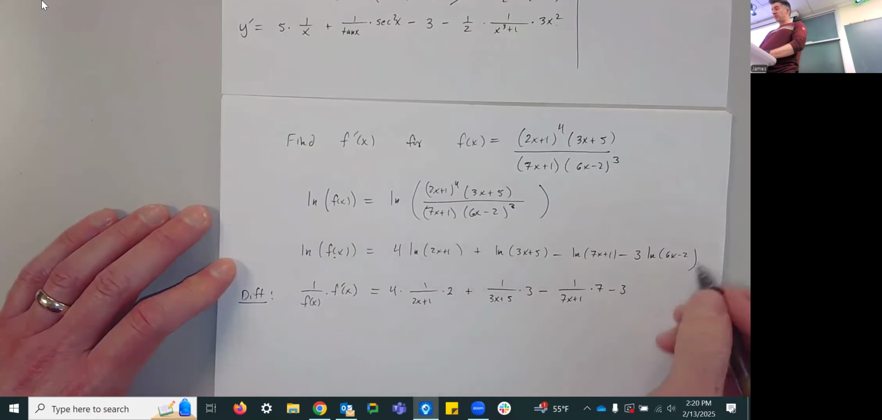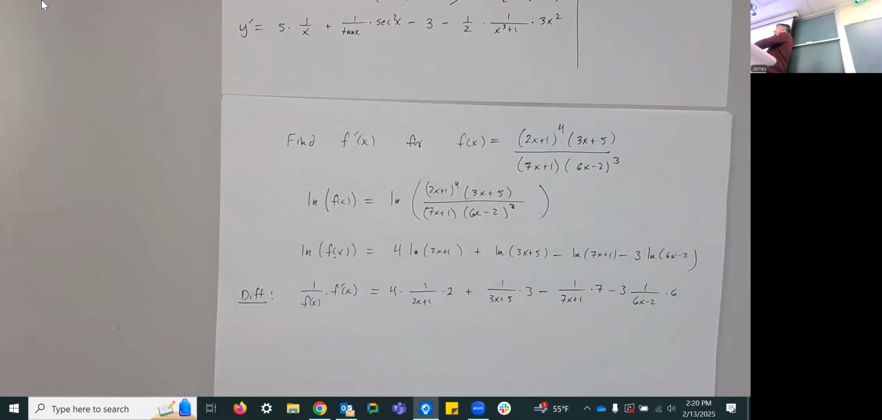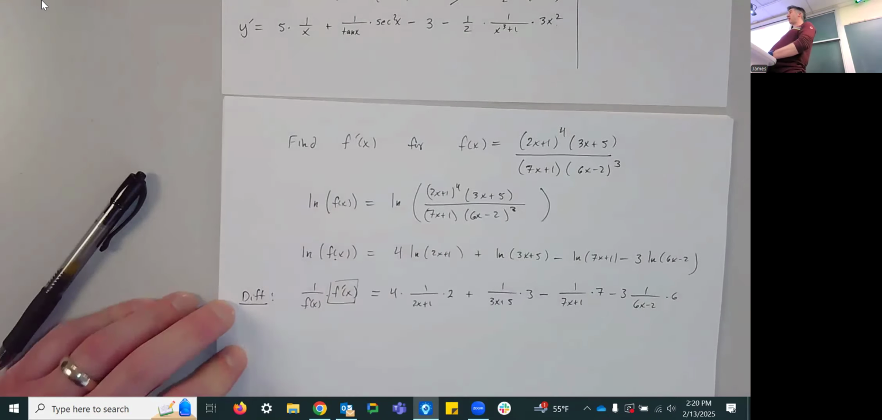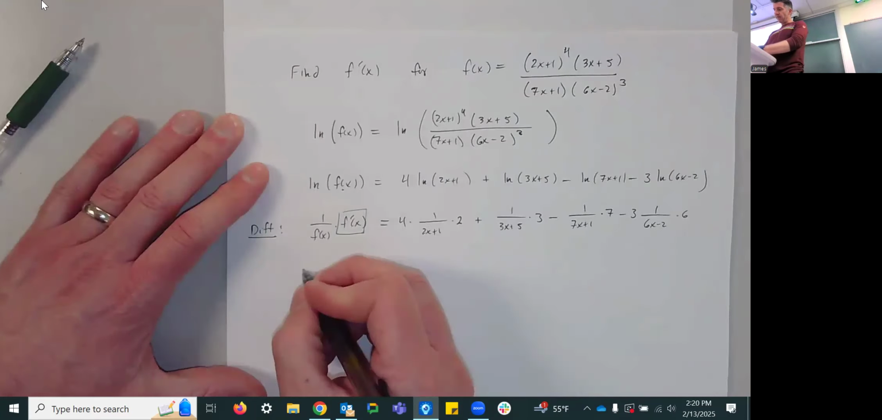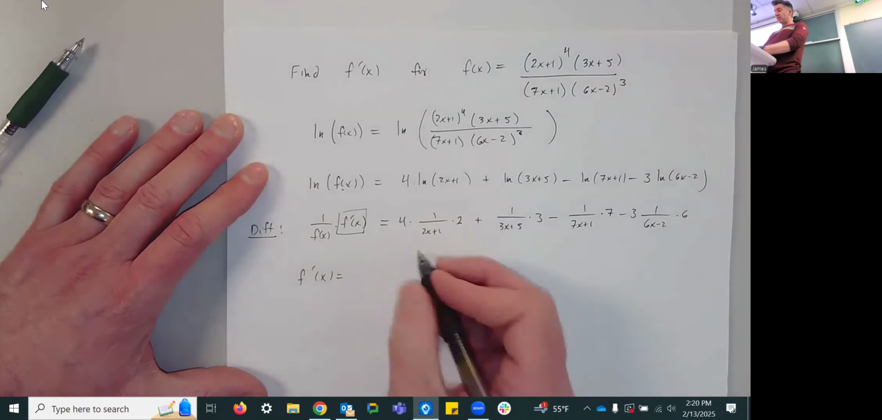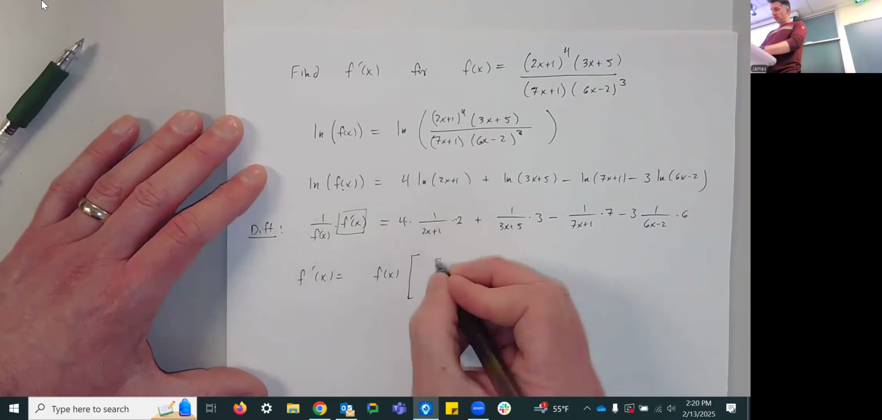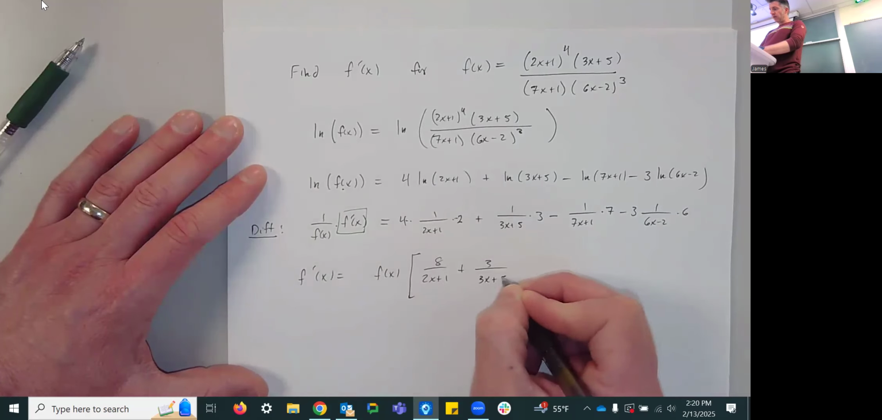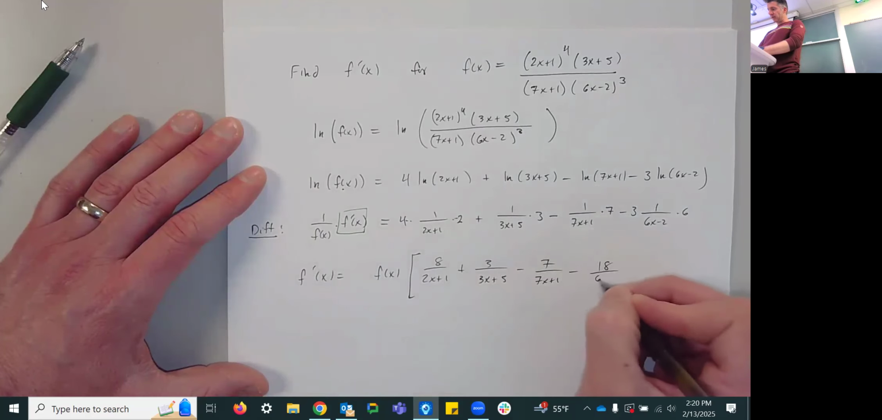Minus 3 times the derivative of the natural log of 6x minus 2 is 1 over 6x minus 2 times 6. But then there is one more step we have to take. We have to isolate f prime by multiplying both sides by f of x. So then we say that f prime of x is equal to, I'm going to simplify this a little bit, f of x times 4 times 2 is 8 over 2x plus 1 plus 3 over 3x plus 5 minus 7 over 7x plus 1 minus 18 over 6x minus 2.